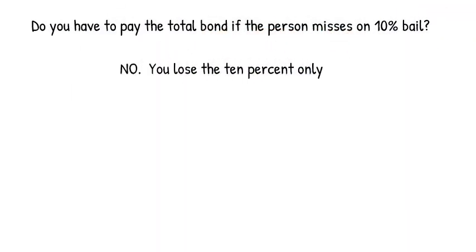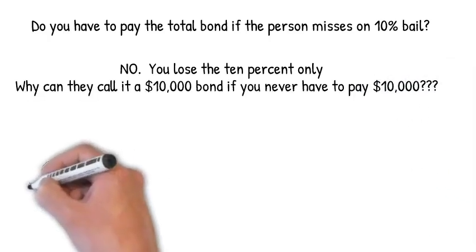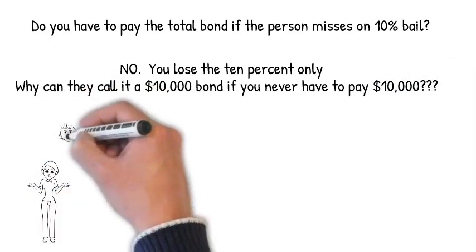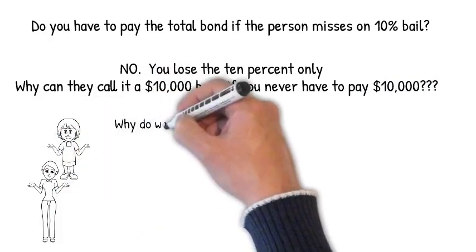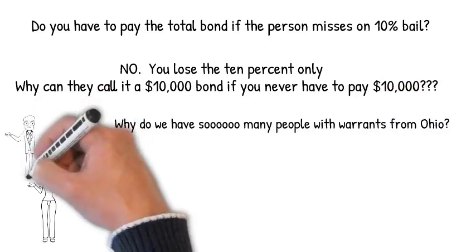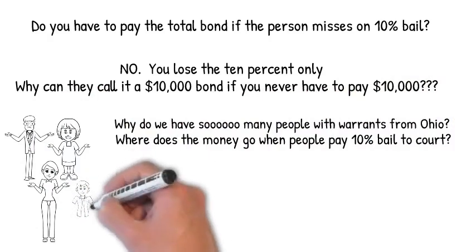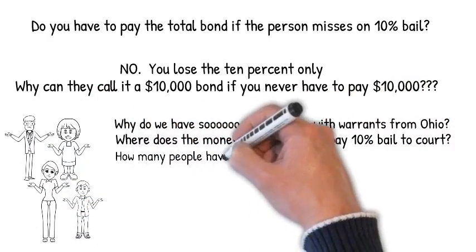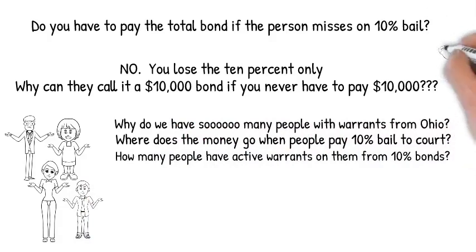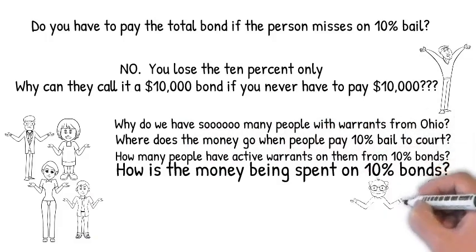Do you have to pay the total bond amount if a person misses on a 10% bond? No, you lose 10% only. So people wonder, why can they call it a $10,000 bond if you never have to pay $10,000? Why do we have so many people with warrants on them from Ohio? Where does the money go when people pay the 10% bail to the court? And just how many people do we have in Ohio that have active warrants on them from these 10% bonds? And how is the court system spending the money that's collected on these 10% bonds?